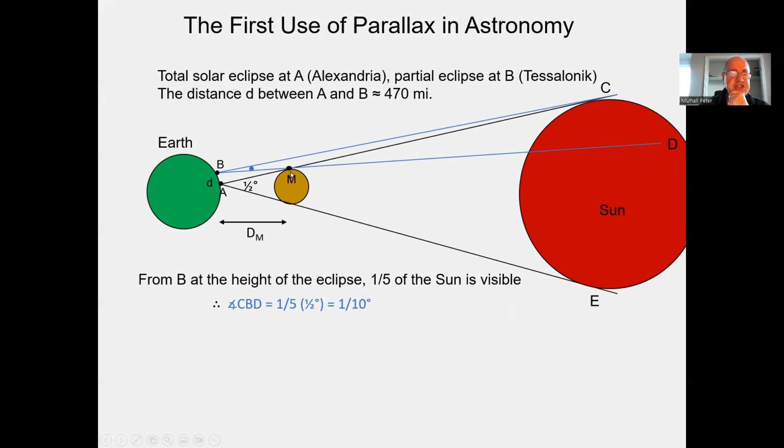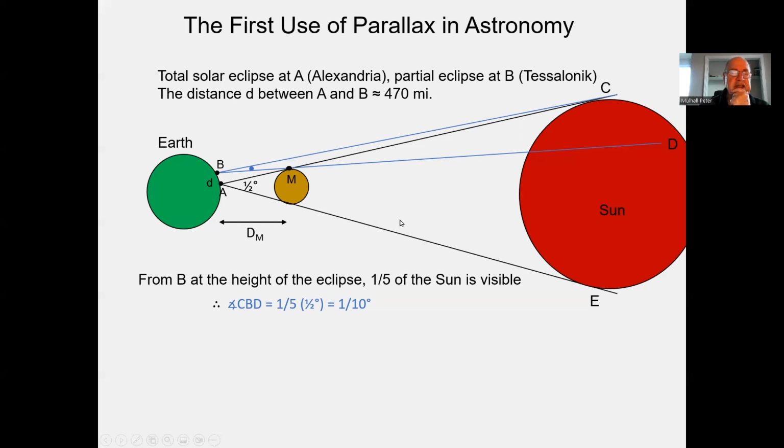Well, we know that this angle is a half a degree, this is well known to us. The size of the moon and the sun in the sky is a half a degree. If this thing here is 1/5 of the whole thing, then this must be 1/10 of a degree. So he now knows that this angle, the amount of the sun that they can see, is 1/10 of a degree.